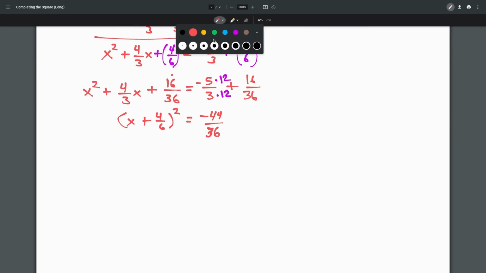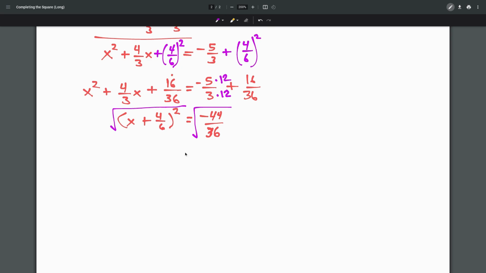Okay, so now what we want to do is we want to take the square root of both sides. Okay, so we get x plus 4/6 equals plus or minus the square root of negative 44. We will get an imaginary number out of this. Okay, and the square root of 36 is not 36. The square root of 36 is 6.